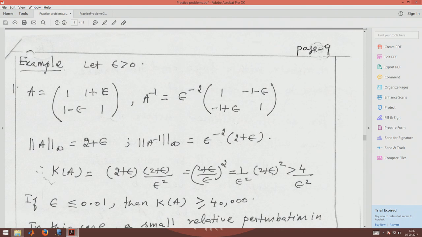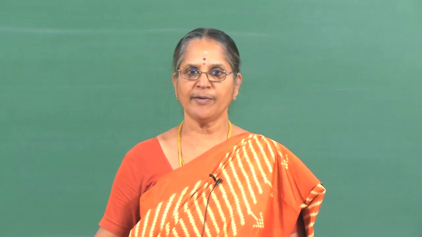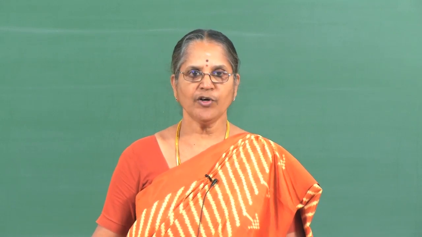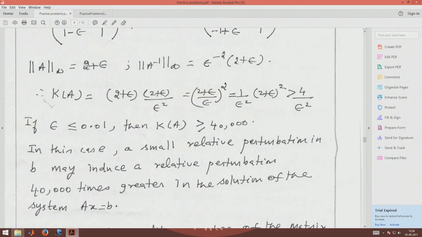Suppose say you are given epsilon greater than 0 and a matrix A having entries 1, 1 plus epsilon in the first row and 1 minus epsilon and 1 in the second row. Immediately I can compute A inverse, and that is given there. And this time I would like to obtain norm of A using the infinity norm. So, what is the condition number? It is norm A infinity into norm A inverse infinity, and that turns out to be 2 plus epsilon the whole square by epsilon square. So, this is surely greater than 4 by epsilon square.